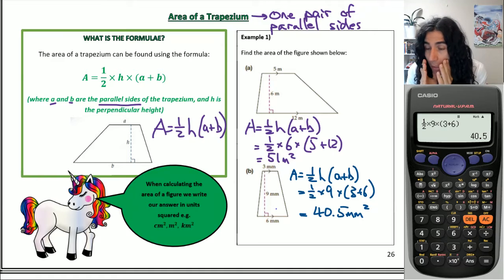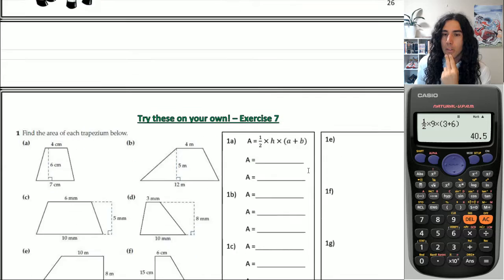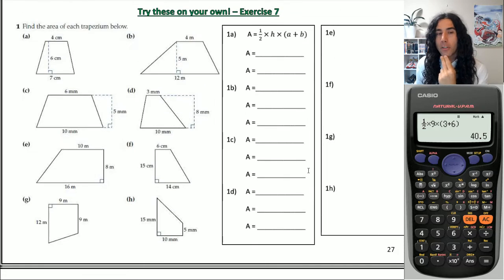I'm going to go to the next page and I'll do 1 or 2 for you and then just do the rest. So scroll in. 3, 2, 1. Okie dokie. So 1 page of trapezium questions.